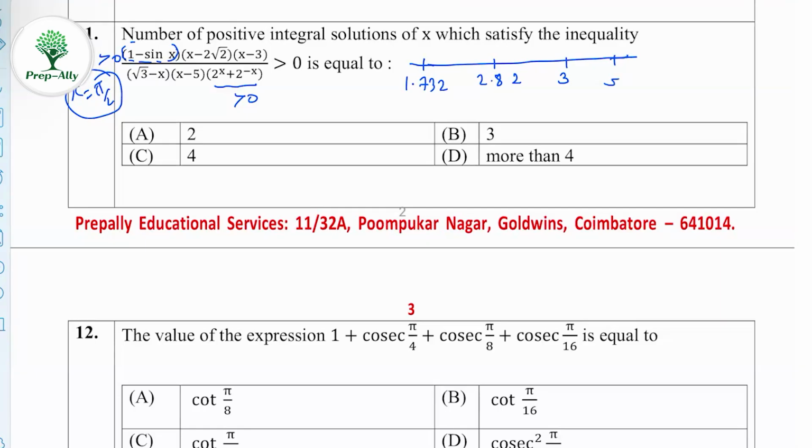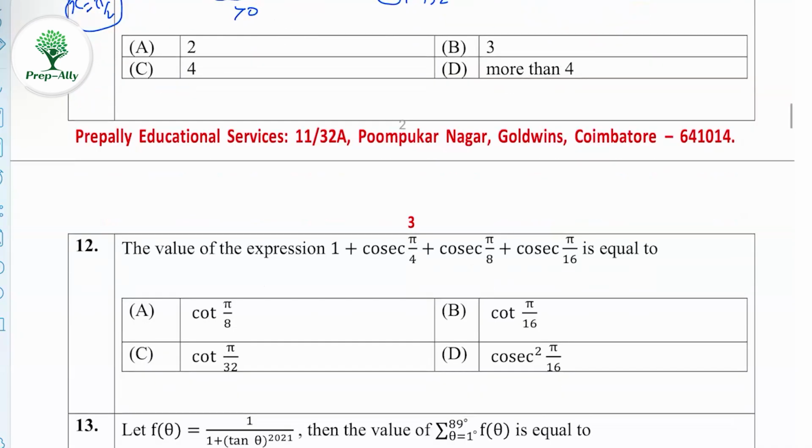So wavy curve method: greater than 5 negative, positive, negative, positive, and then negative. We want the positive sign. So where will you get positive? Here one integer will come, which is 2. And after that, here one more integer will come, which is 4. So two integers will satisfy this.